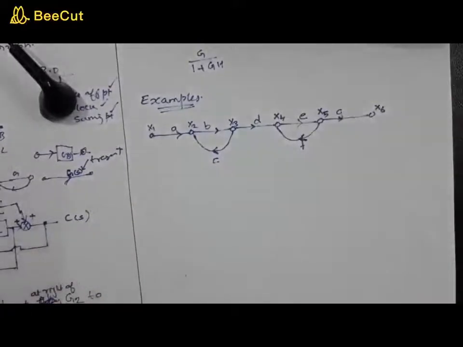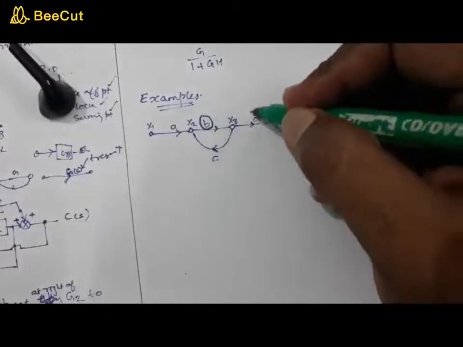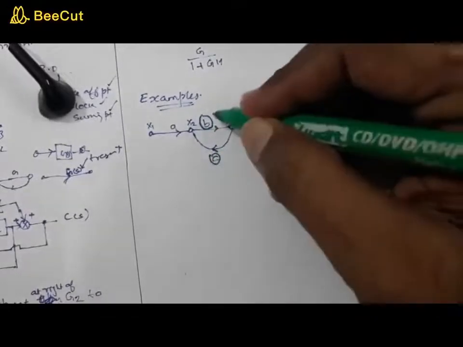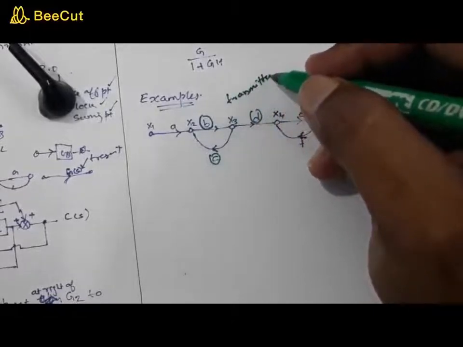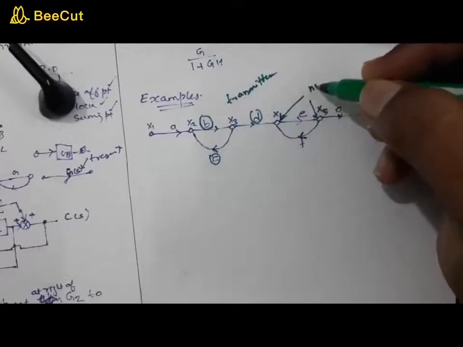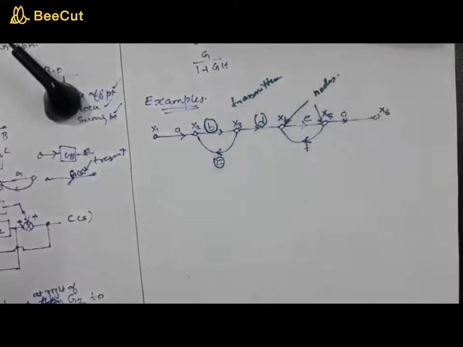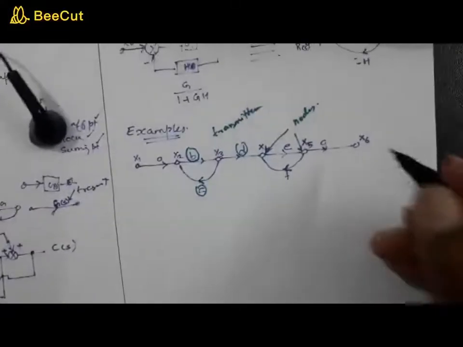e is called another transmittance, a forward transmittance, while f is the feedback transmittance. So all of these, b, d and the rest, are the transmittances, while these things are called the nodes. Now the question is to find out x6 by x1.